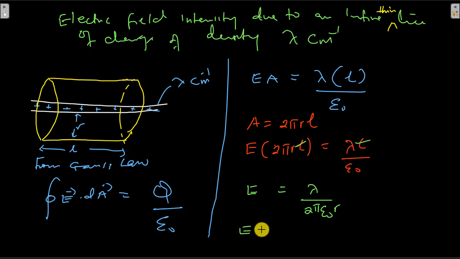So the electric field intensity is inversely proportional to the distance from the line of charge. If I plot a graph for this, we start out from 0. As the distance increases, the electric field intensity falls in this manner, the inverse proportion of r, not as rapid as that of the charged sphere, but it also decreases.